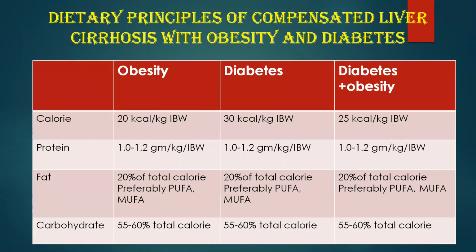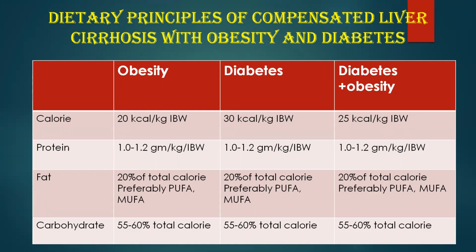So the main thing is the dietary principle of compensated liver cirrhosis with obesity and diabetes. When the patient is obese, which we are discussing, obesity and diabetes worsen the liver cirrhosis. So it is better to manage the diet very carefully. Calorie intake should not be more than 20 kilocalorie per kg of ideal body weight. As Shilpi madam has already talked about, how to calculate the ideal body weight.